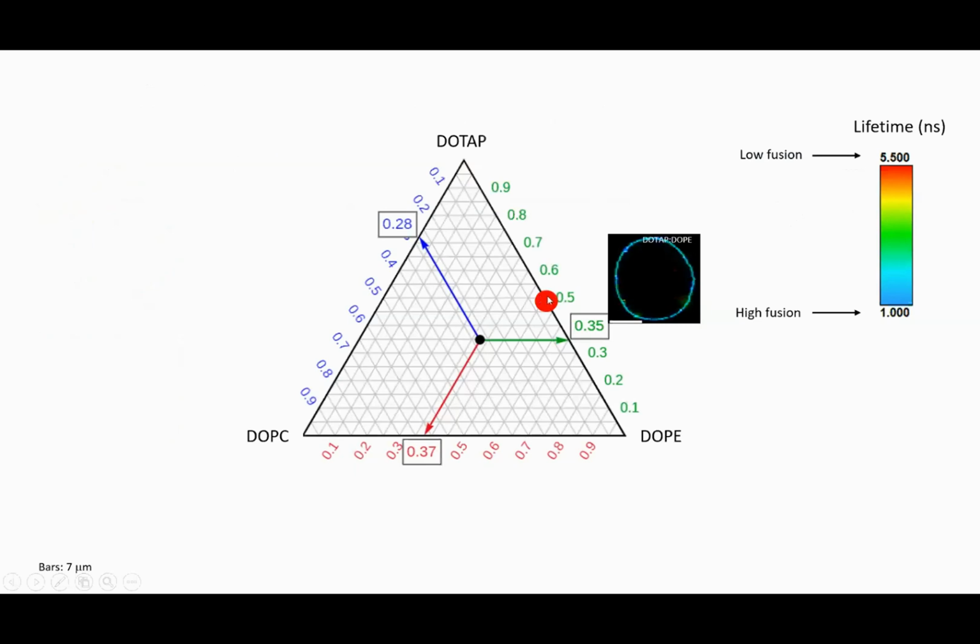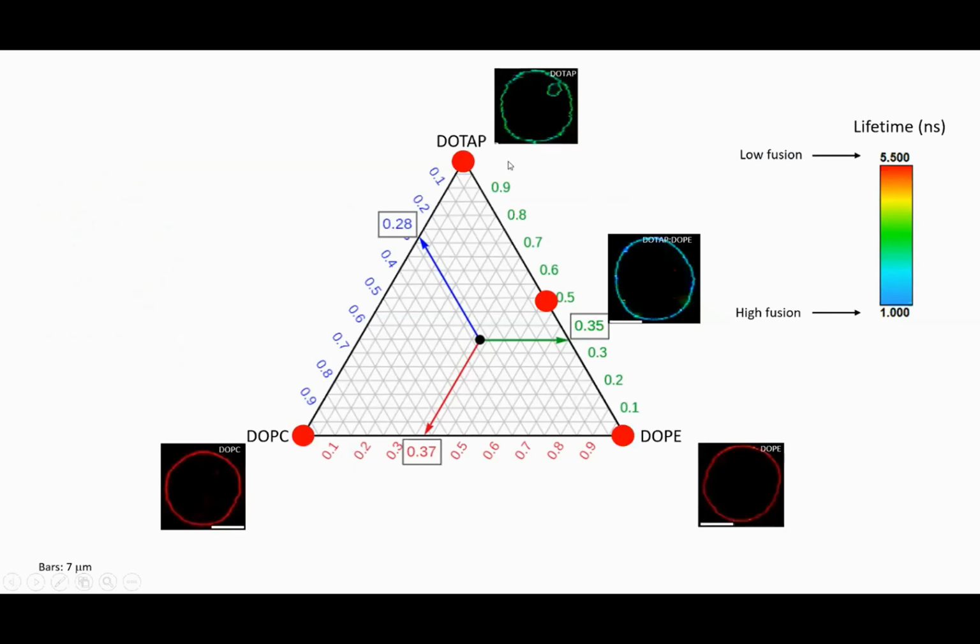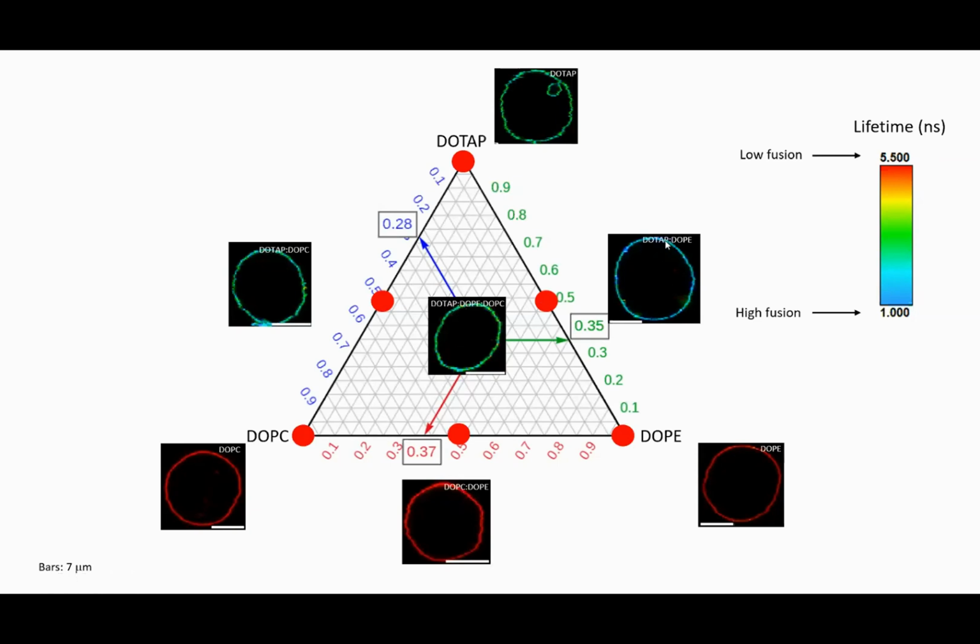For the compositions that we have studied so far, this is the lifetime map, where longer lifetimes mean no FRET, and short lifetimes, bluish, mean more FRET. So for this composition that fuses very efficiently, you have high FRET. For the single component LUVs, when it's only DOPC or DOPE, you don't have FRET, meaning that you need charge. And when you have charged LUVs, you have more FRET, but not as high as when you have both DOTAP and DOPE. And these are the other compositions that we probed.